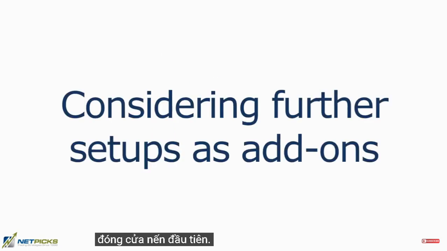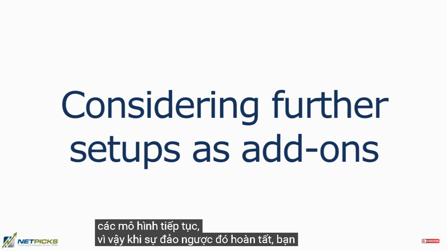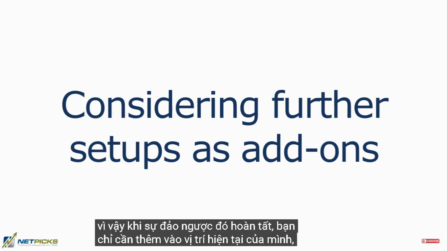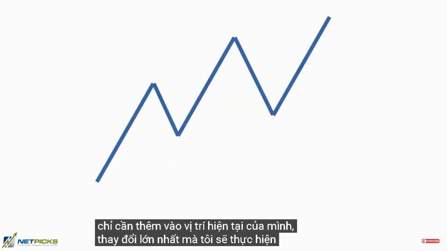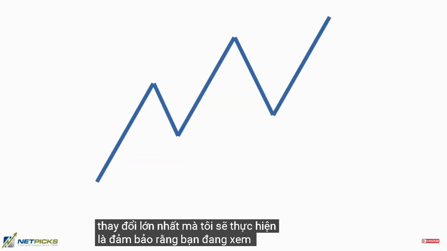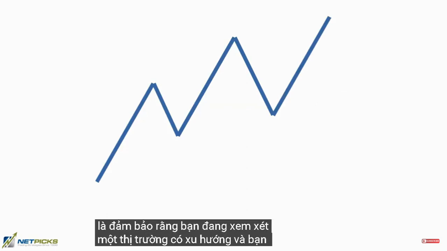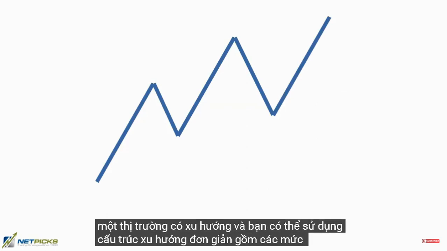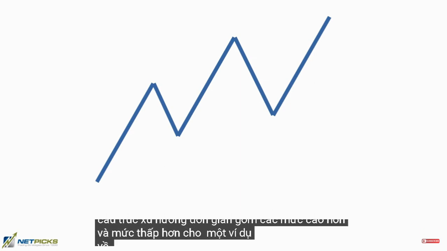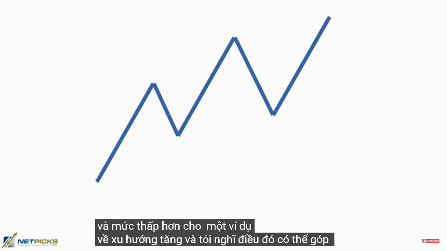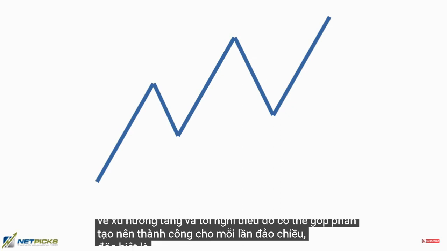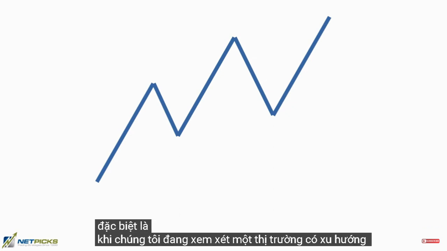Now, traders that are in profit on the original setup may consider using further setups as continuation patterns. So once that reversal is complete, you just add to your current position. The biggest change that I would make is to ensure that you're looking at a trending market. You can use a simple trend structure of higher highs and higher lows, for example, for an uptrend. And I think that could add to the success of each reversal, especially when we're looking at a really smooth trending market.